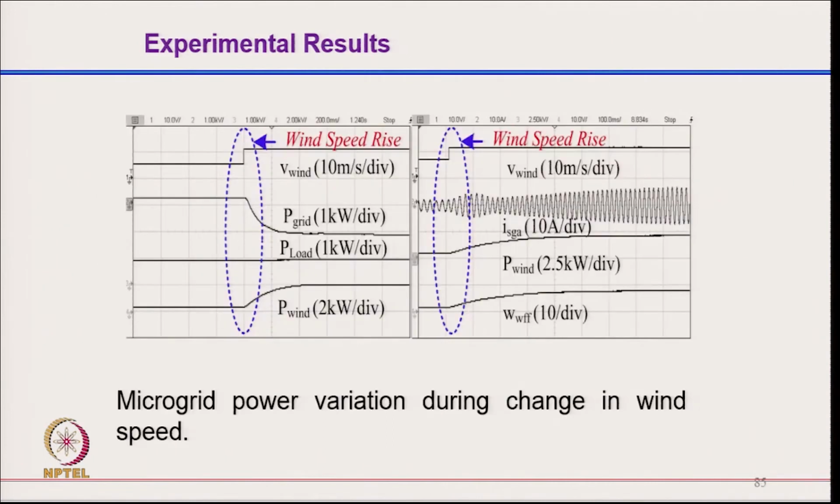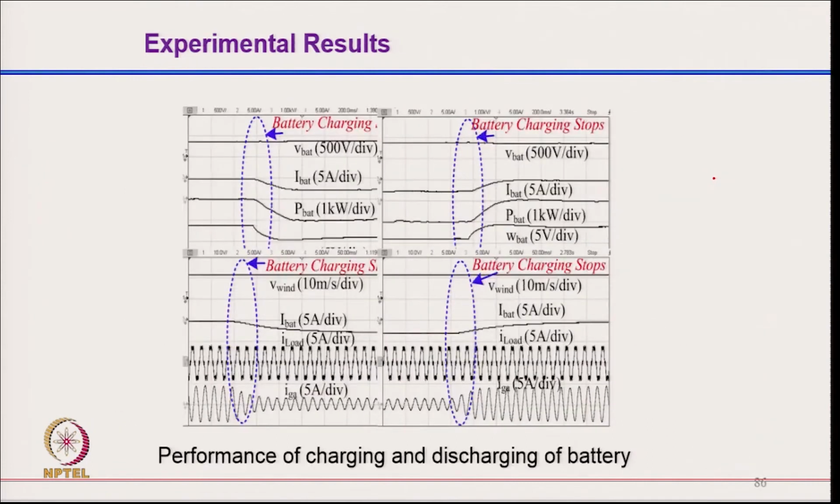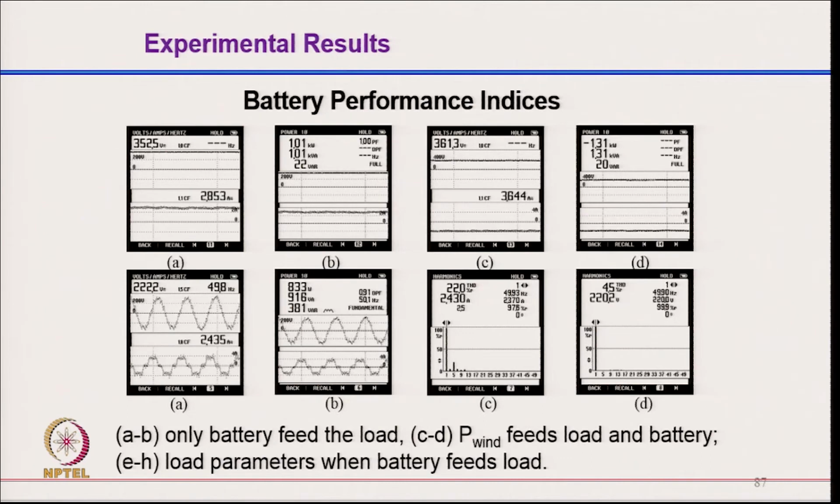And these are the variations when the wind speed increases: the grid power also increases while the load power remains the same, because the wind generation has increased, and so the grid current increases. Then when you have a decrease, the battery starts charging and discharging depending upon the power generation from the wind. And these are the battery performance results. You can clearly see here how the battery is feeding the power and discharging, and here you have a THD of the voltage of 4.4%, where the load THD is 22% or so.